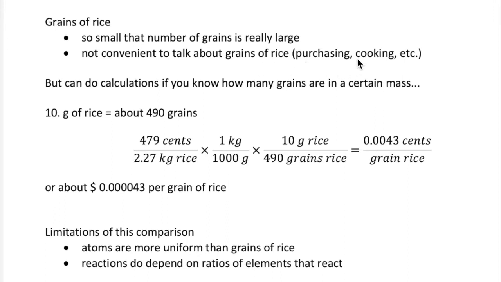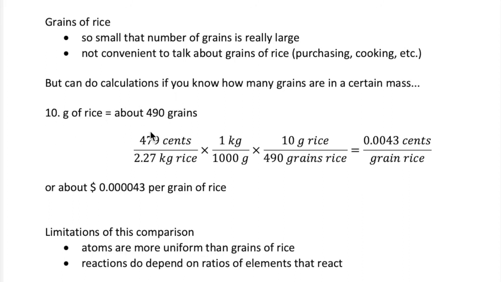So if you were buying some rice, you wouldn't want to say, look, I'd like 42,000 grains of rice, because nobody's going to count out 42,000 grains of rice for you. The recipe would not be very convenient if it said that you needed 16,200 grains of rice for your recipe. So that's not very convenient either. So when you're buying something, you usually buy it in pounds or ounces. And when you're cooking, you use cups, because that's just a lot more convenient. You can do calculations if you know how many grains of rice are in a certain mass.